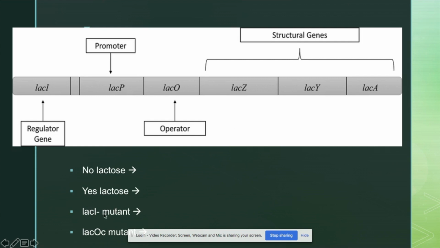If we had our LAC-I mutant, we would be creating a mutated or inactive form of repressor, and so in both the presence or absence of lactose, we would get expression of our structural genes. And if we had our LAC-OC mutant, this means that the operator is mutated so that the repressor can't ever bind to it. So in both the presence or absence of lactose, we would get expression of our structural genes.